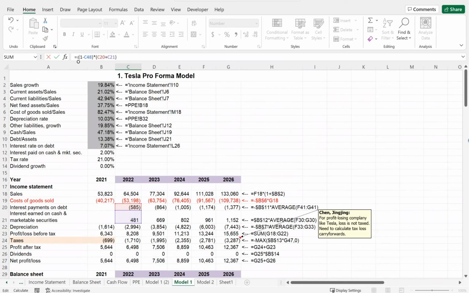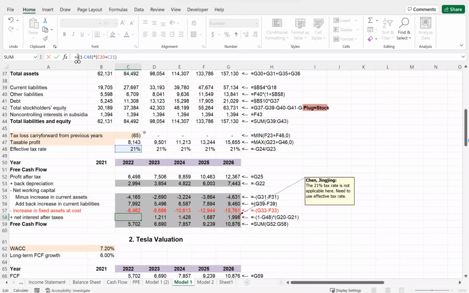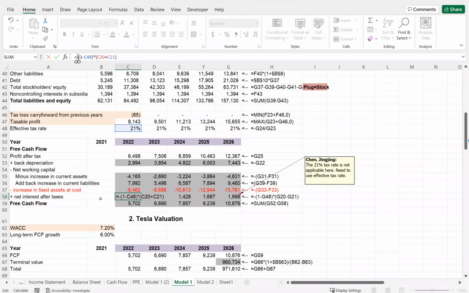So we still need to add a minus sign, because this will be the negative of the net interest. Adding one more negative sign will give a positive of the net interest. So we want to add net interest. We want a positive number for net interest.